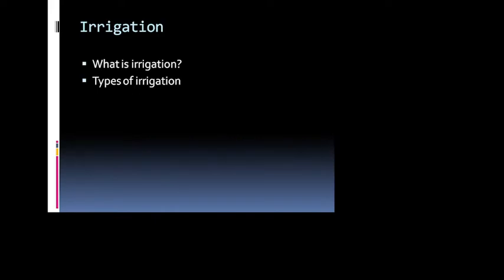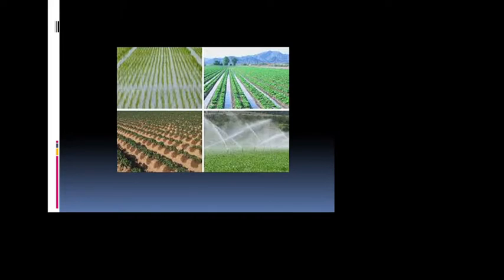So today in the slide we will be seeing about irrigation. What is irrigation and the different types of irrigation. So what do you see in the picture? You see fields with different types of crops and water flowing through the fields. So this is irrigation. Irrigation is nothing but the different methods used to water plants in the field.